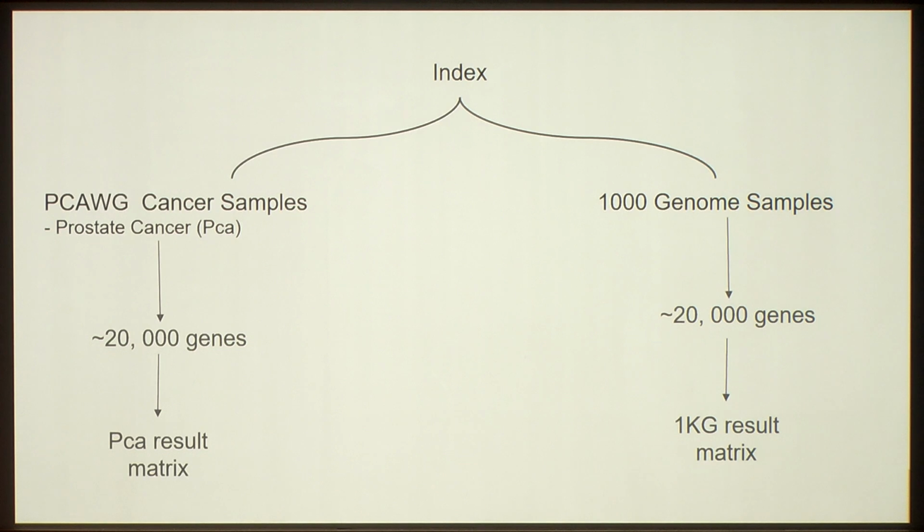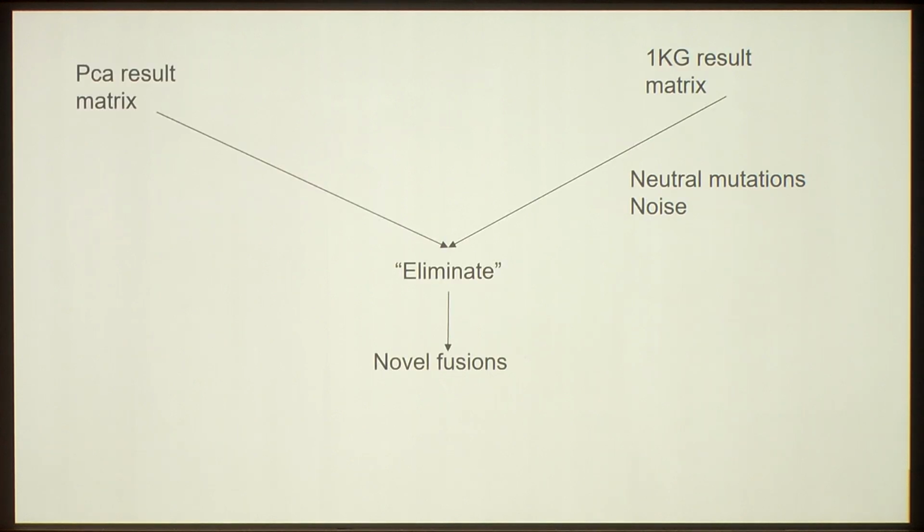And from this point, we make certain assumptions. One of the assumptions we make with the 1,000 Genomes result is that we assume that it describes neutral mutations and noise, which means by taking that away, or eliminating that from the PCAWG result, we're able to arrive at novel fusions.